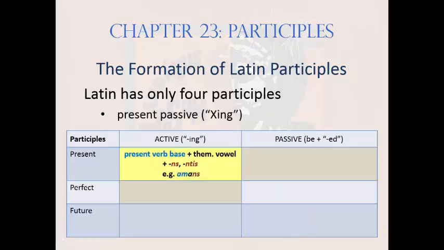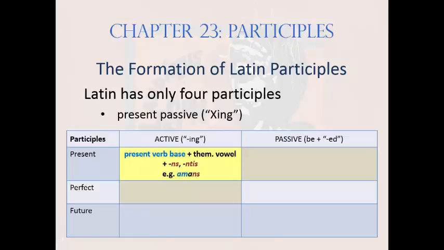The present active participle is formed in Latin by taking the present base of a verb plus the thematic vowel appropriate to that verb's conjugation, and adding the adjectival ending -ns, -ntis, and so on, following third declension. Remember that, even though participles come from verbs, they're adjectives fundamentally. For example, the present active participle of amo, first conjugation, is amans, amantis, and so on. We'll talk about the translation of these forms in a second.